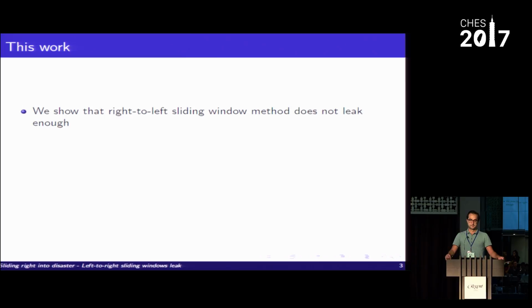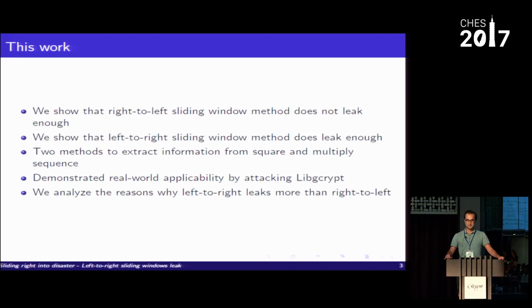First of all, we show that the so-called right-to-left sliding window method does not leak enough information. But wait, there's more. We also show that the left-to-right sliding window method does leak enough. We found two methods to extract information from the square and multiply sequence, and these methods gave enough information to do a full key recovery. We demonstrated the real-world applicability of this attack by doing a full attack on libgcrypt, which is a library used in, for example, GnuPG. We also analyzed the reasons why left-to-right leaks more than right-to-left, so we analyzed it in a theoretic sense.